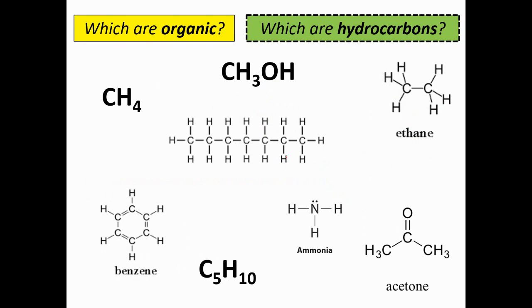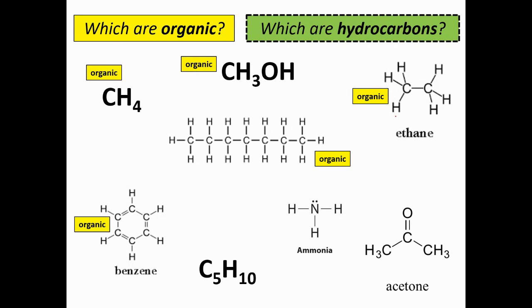Okay, so real quick, can we figure out which ones are organic and which ones are hydrocarbons? Let's try labeling them as organic first, starting in the top left. Is it organic? Yes, it's organic. Yes, it's organic. Yes, it's organic. This one in the middle, yes, it's organic. They all contain carbon. That contains carbon. This contains carbon, and this one contains carbon. Ammonia, not organic, doesn't contain carbon.